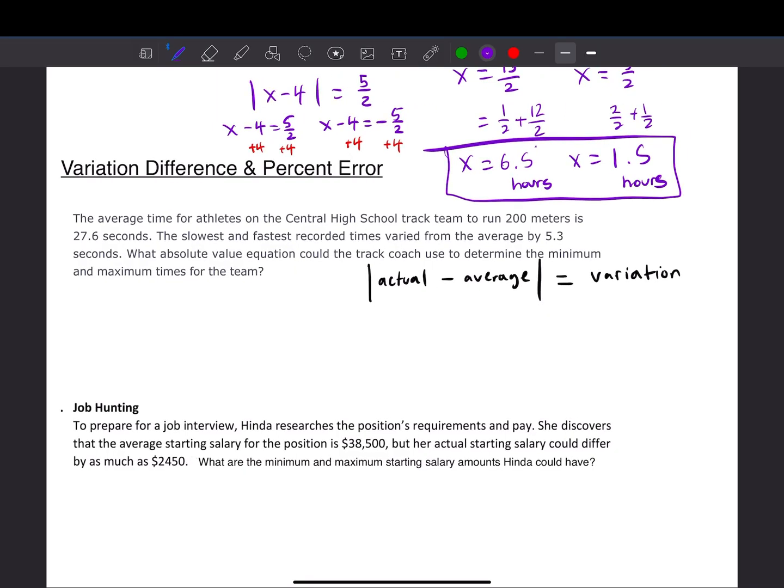We are moving on to variation difference and percent error. Variation difference has another name that could be used sometimes in physics class called absolute error.